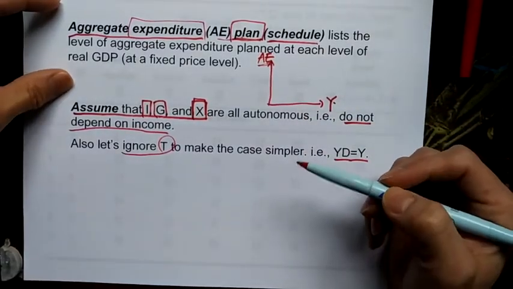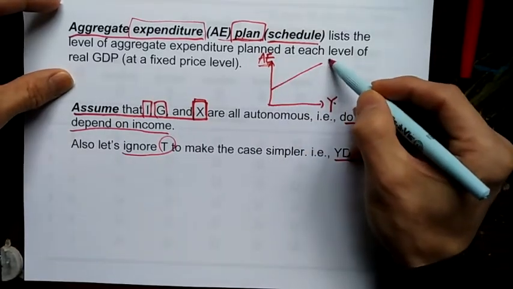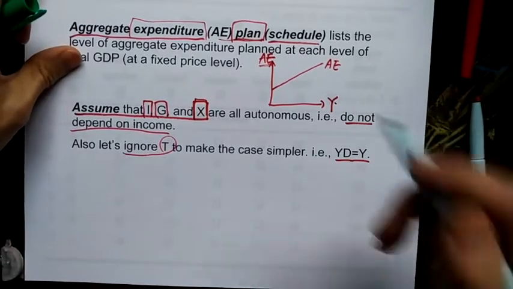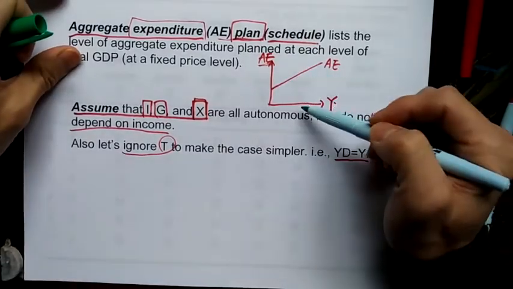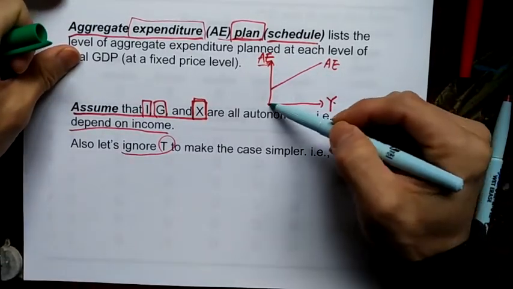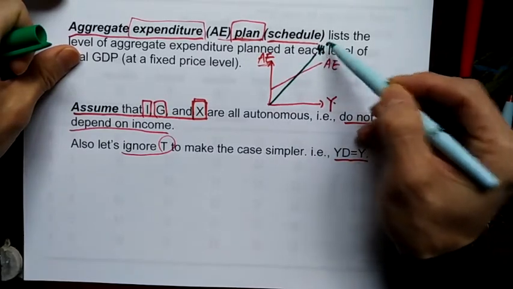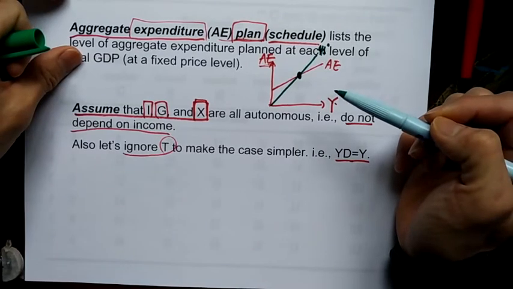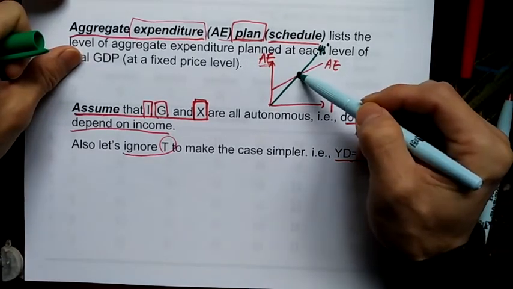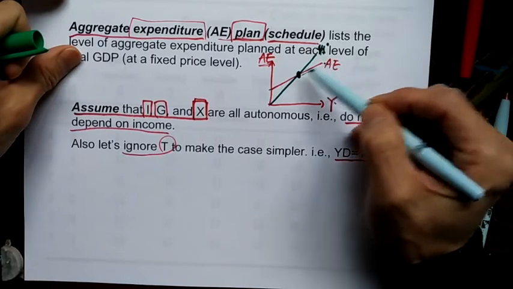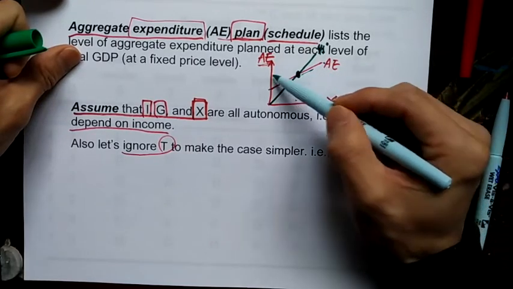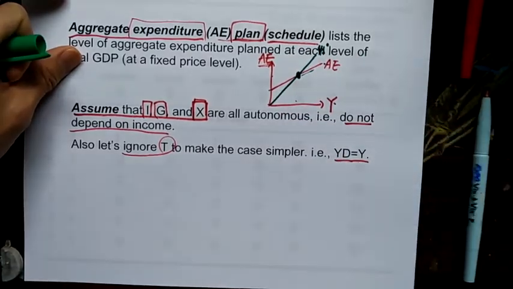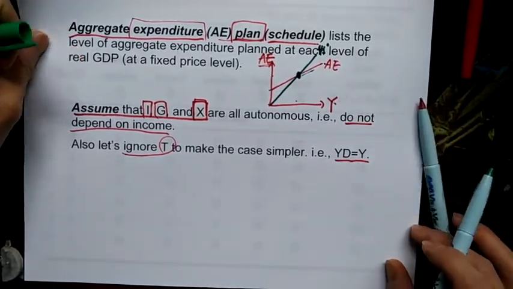So let me give you a preview. Say, for example, your aggregate expenditure function is right here. When is x equal to y? 45-degree line. Therefore, your equilibrium will be here because this is one of the points on your plan and income equal to expenditure. That's what we want to get at the end. Now, let's go through it.